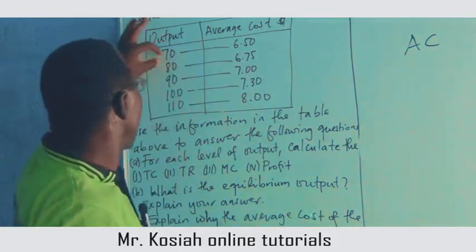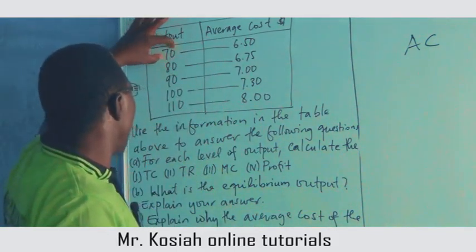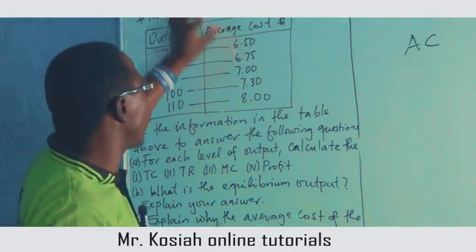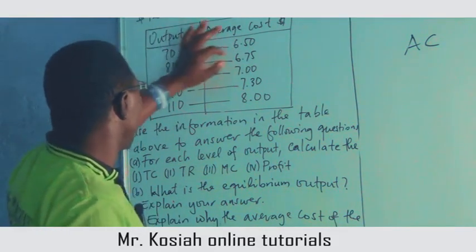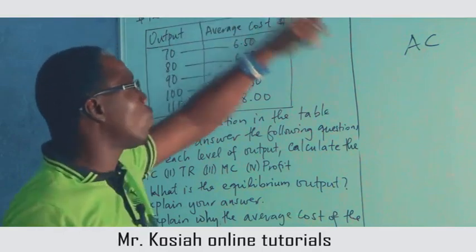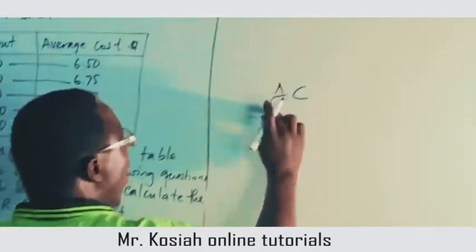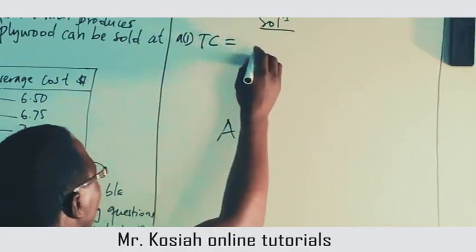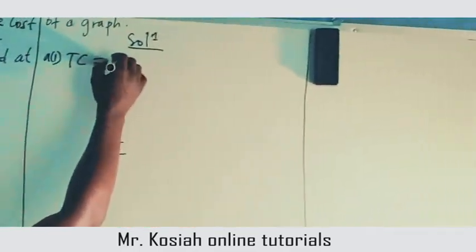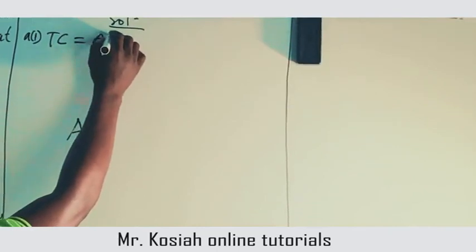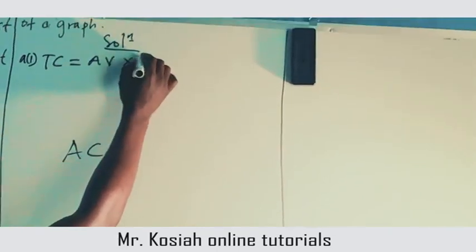So at 70 units, $6.50 was used to produce each, and at 80, $6.75 was used to produce each. So automatically that becomes our total cost. Total cost is average cost times the output.